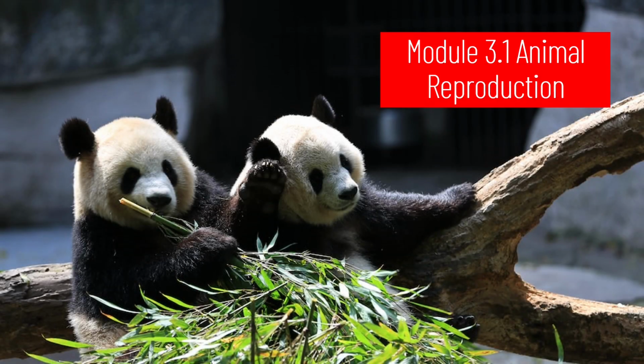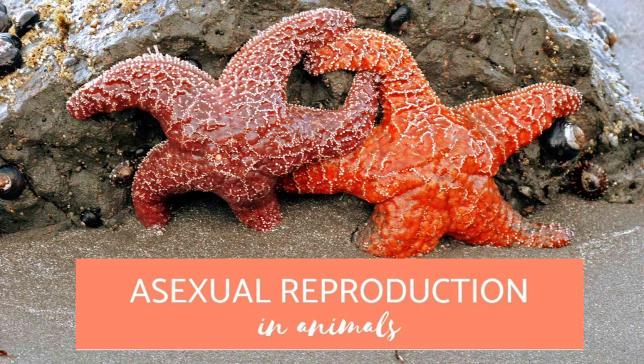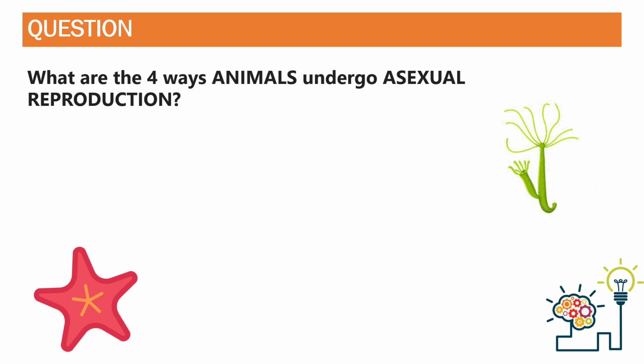We now begin with module 3.1 for our batch review. This is animal reproduction. And just like in the previous discussion, we will be comparing asexual reproduction and sexual reproduction in animals. So let's review that. What are the four ways animals undergo asexual reproduction?